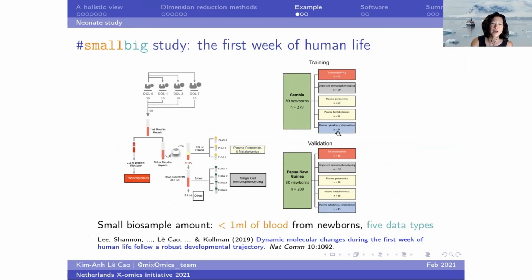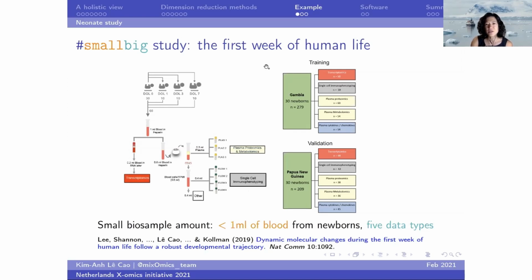So we had sampled blood at different times, at birth and then up to 1 week. And then we measured the transcriptomics, proteomics, metabolomics, and some cytokines as well.